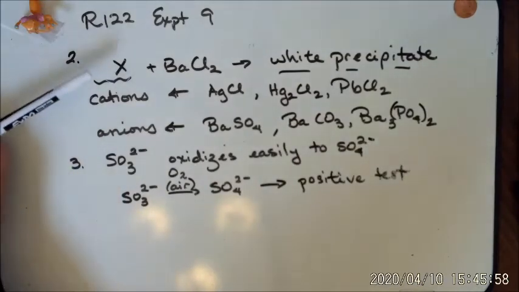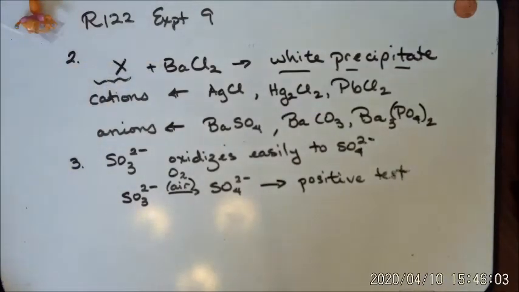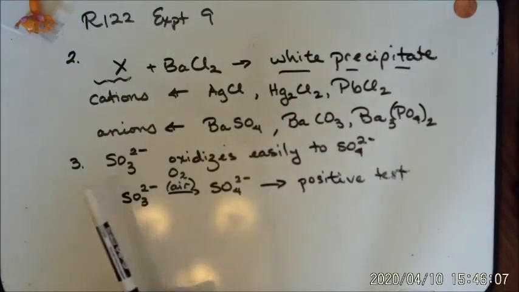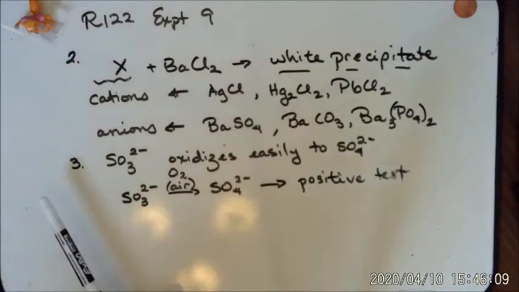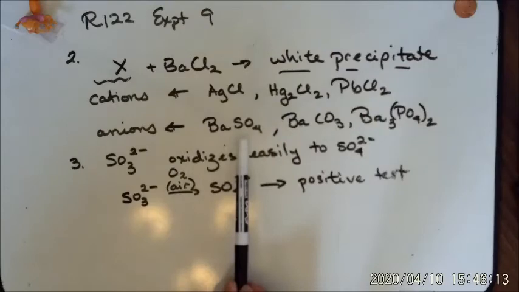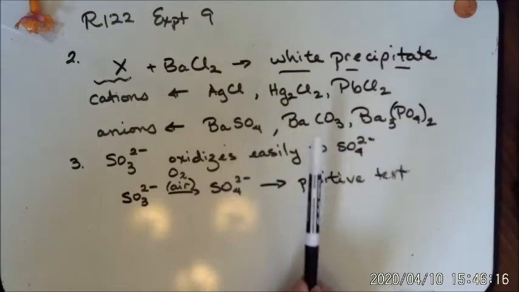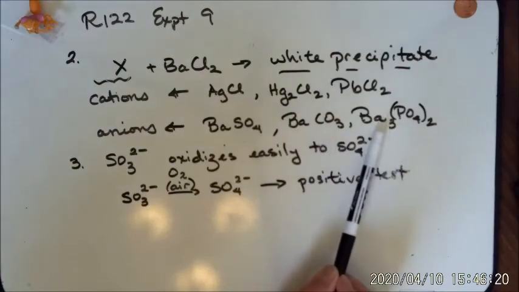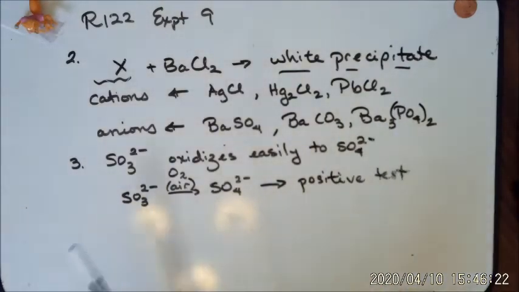Conversely, if X has an anion that forms a precipitate with barium, then you would get a white precipitate as well. So what are all those anions that would form a precipitate with barium? That would be sulfate, so you'd get barium sulfate, or your white precipitate could be barium carbonate, or it could be barium phosphate. So these 6 are the possible formulas for the white precipitate based on what we've been working with.